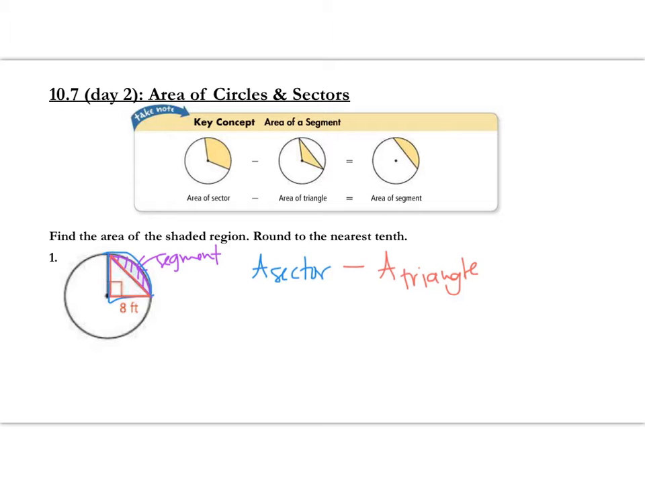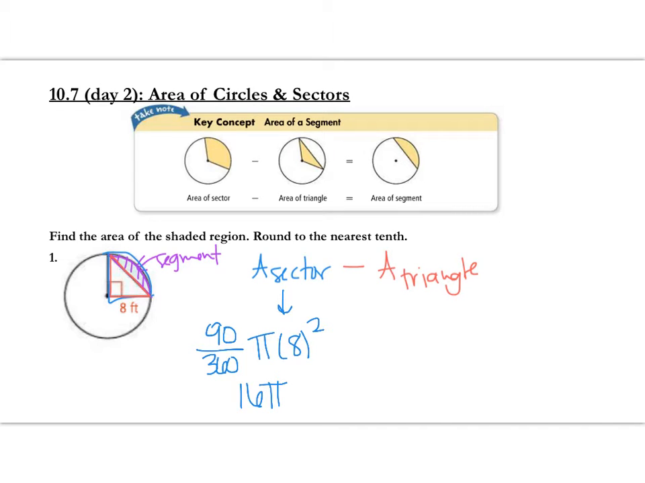So to find the area of the sector, I've got to use its formula. Its formula is the measure of the arc, which is 90 over 360, times, we're talking about area, so I'm going to use the area formula here, pi r squared. So this is just like what we did yesterday. I'm typing in 90 divided by 360 times 8 squared. And that gives me that this is 16 pi.